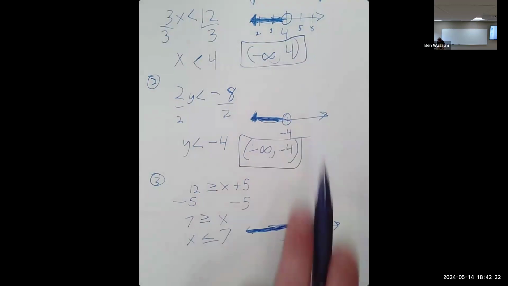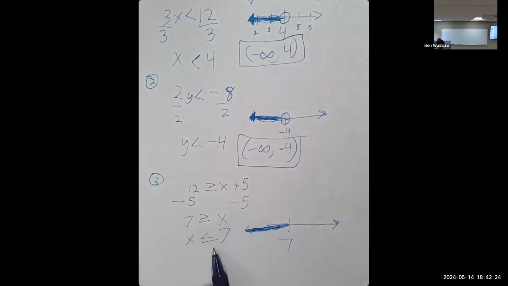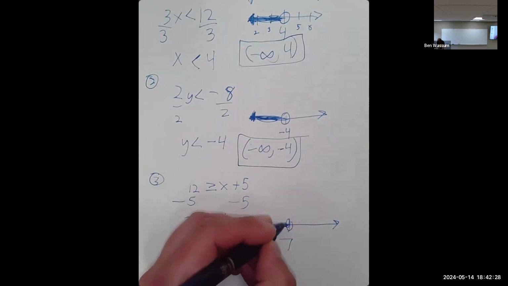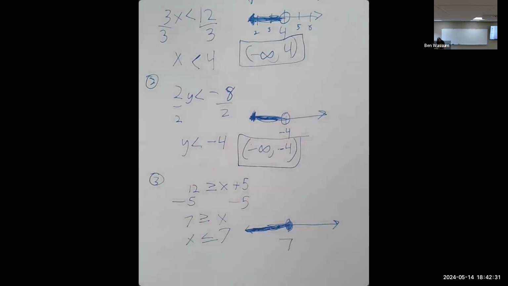We used an open circle. This one does have that bar, means it could equal that 7. So we use a closed circle. Isn't it beautiful?